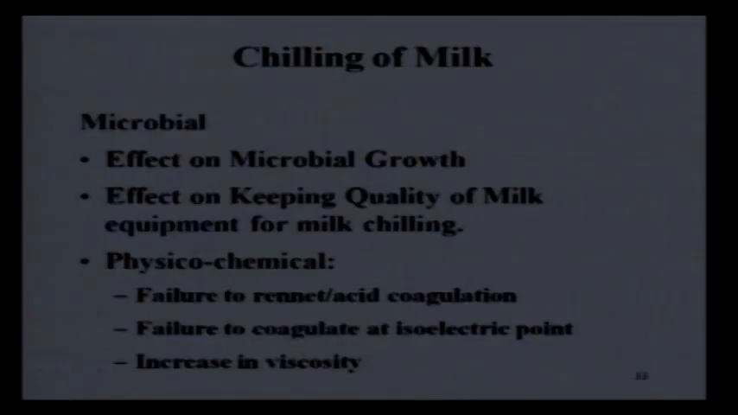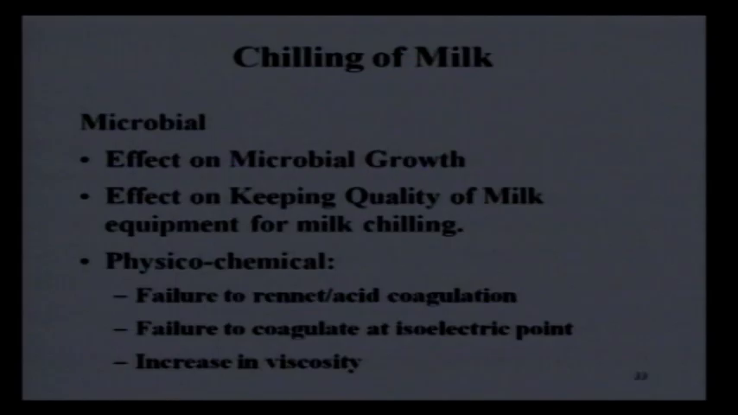Now we'll take the chilling of milk. The microbial part is very important, because of the effect on microbial growth. If the temperature is lower, then the growth of microorganisms will be slower, right? That's why we say the milk should be chilled immediately, within 4 hours of production. Now what are the different effects on keeping quality of milk after the milk has been chilled?